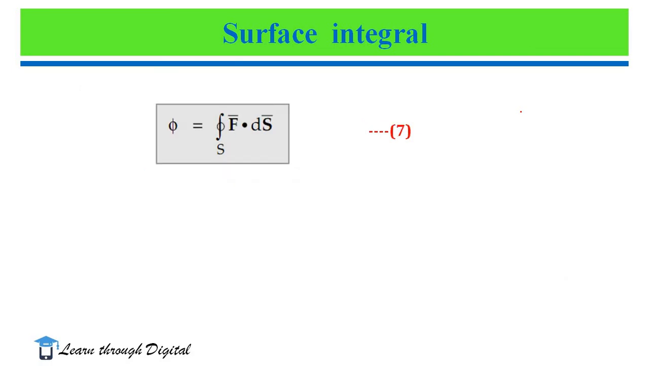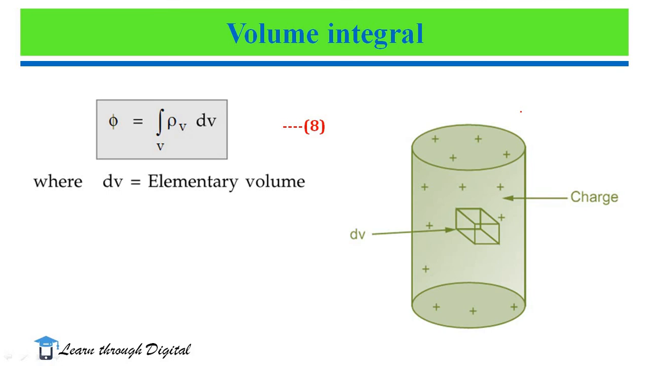The next type of integral used in electromagnetic fields is the volume integral. If the charge distribution exists in a three-dimensional volume, as in this figure, which represents the volume charge distribution, then a volume integral is required to evaluate the total charge. Q is equal to volume integral of rho v dv. Rho v is nothing but the volume charge density, that means charge per unit volume, where dv is the differential amount of volume.